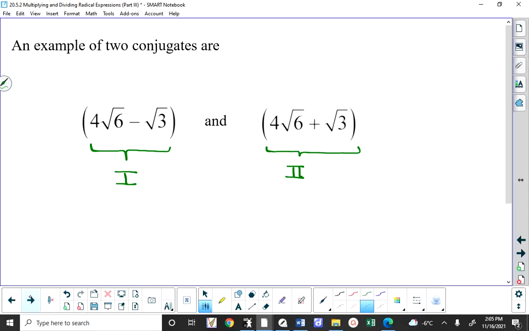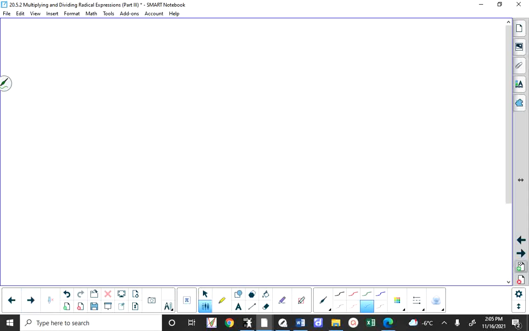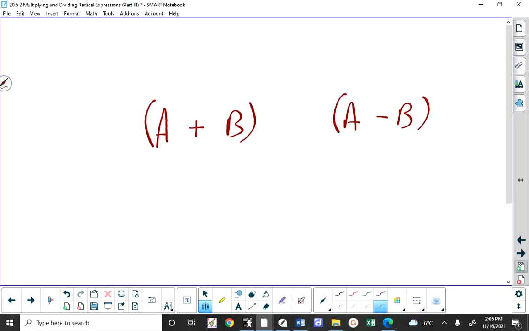So you can recognize conjugates because essentially they have the structure a plus b and a minus b. These would be two binomial conjugates. So a is positive in both, but then it's plus something in one and it's minus that same thing in the other. By the way, these are rational binomial conjugates because they don't have any square roots. Okay.